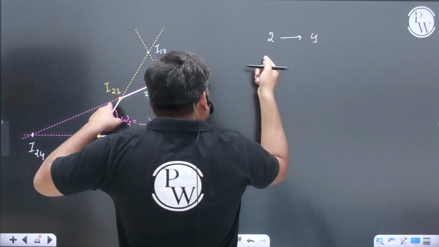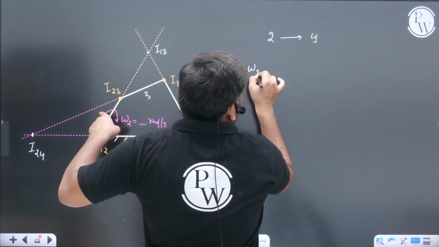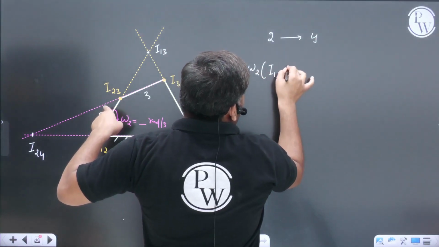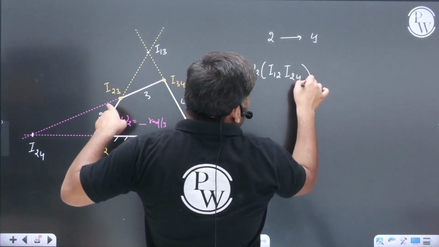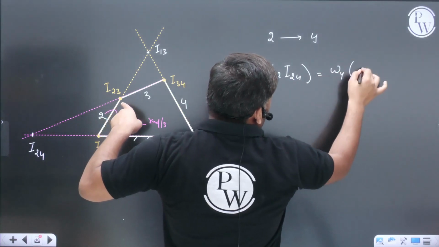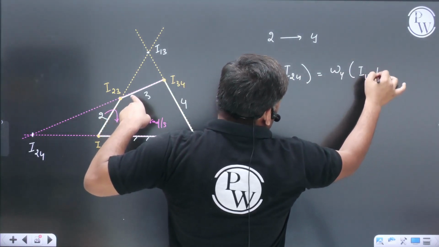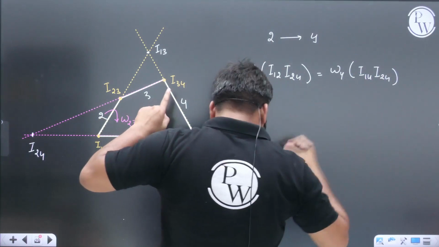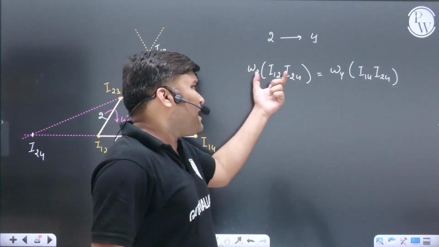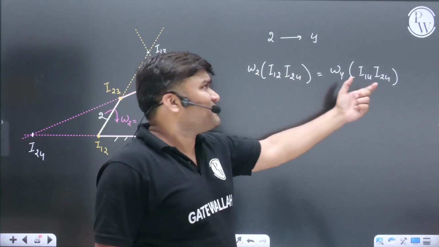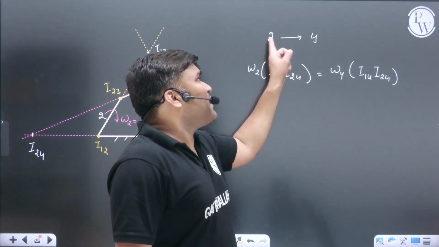So how can I write down the equation, beta? The equation will be omega 2 times the distance from I12 to I24 equals omega 4 times the distance from I14 to I24. Getting my point? Now everybody is comfortable with how I am writing this equation very fast. Sir, between link 2 and link 4 you have to write down the equation.